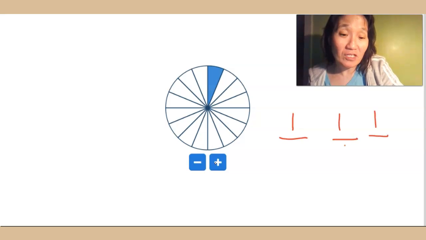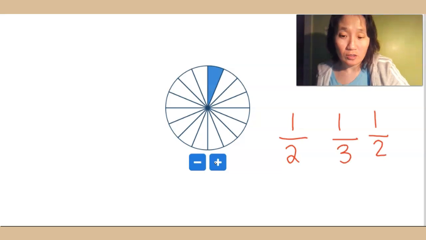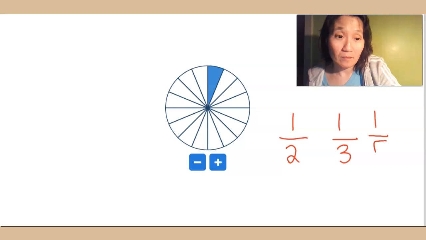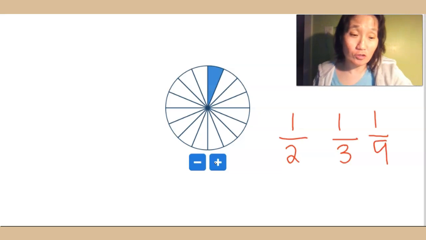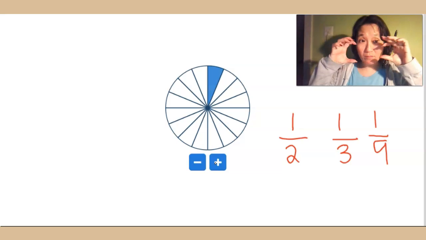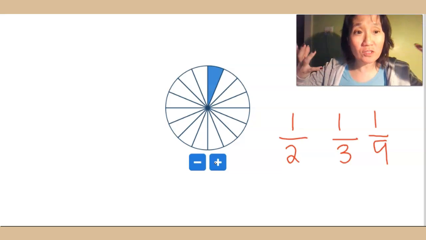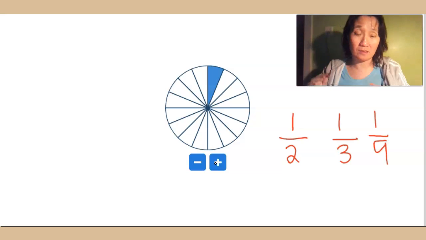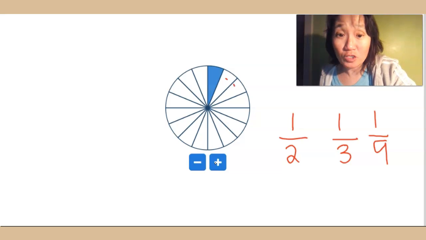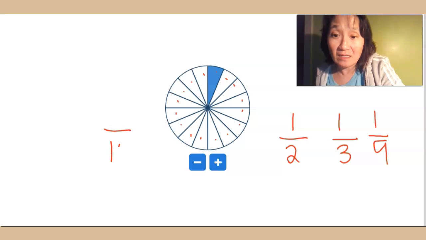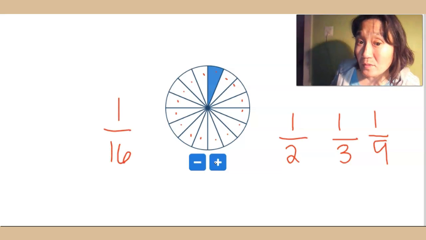Okay? But my denominator, as it gets bigger, my piece gets smaller. So bottom number, when the bottom number gets bigger, my piece gets smaller. Okay? So the more friends you invite, the smaller your piece is. This has 1, 2, 3, 4, 5, 6, 7, 8, 9, 10, 11, 12, 13, 14, 15, 16. I have 16 people at this party and I still have one piece.